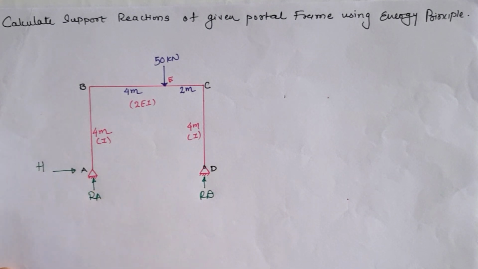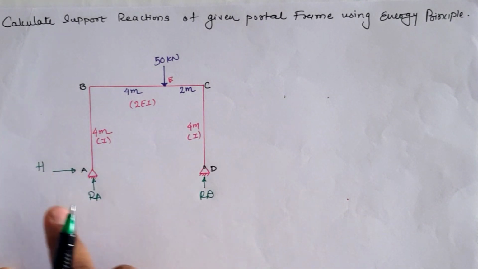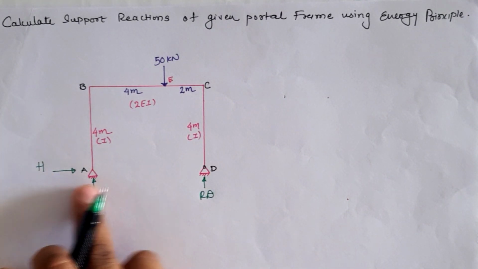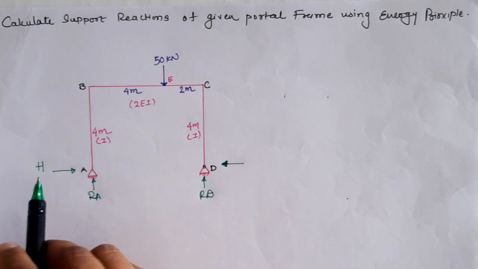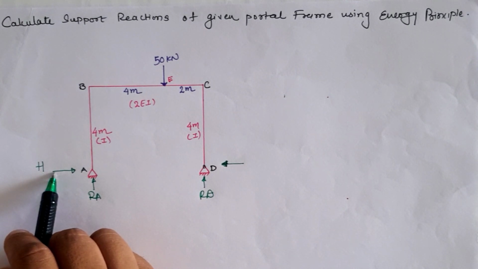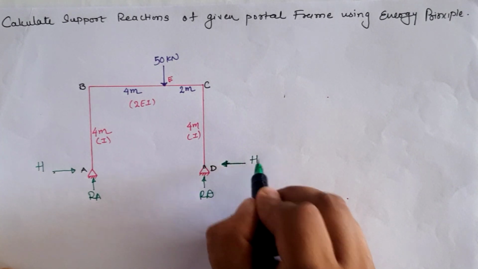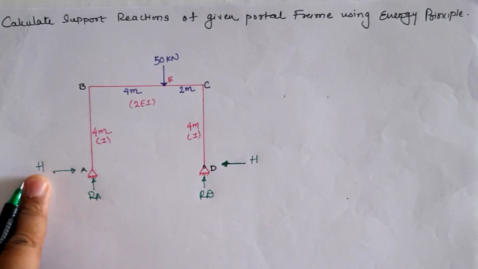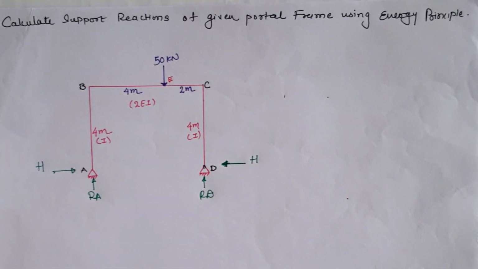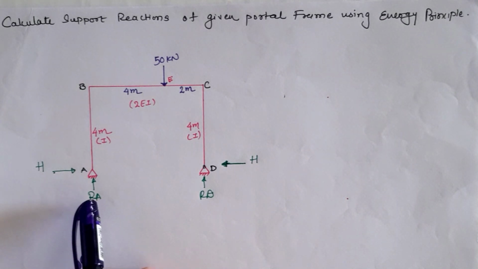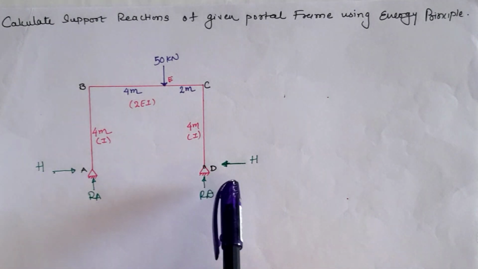location A as a capital H. Observing the given frame, there isn't any horizontal load, hence due to sigma H equal to 0 as an equilibrium condition, we have to assume the horizontal reaction at location D as opposite of the horizontal reaction at location A. So our reaction at location D is capital H, same as the reaction at A, but in the opposite direction. Now in this frame we know that the total number of reactions is 4, which are RA, HA, RD and HD, but HA is equal to HD is equal to H.